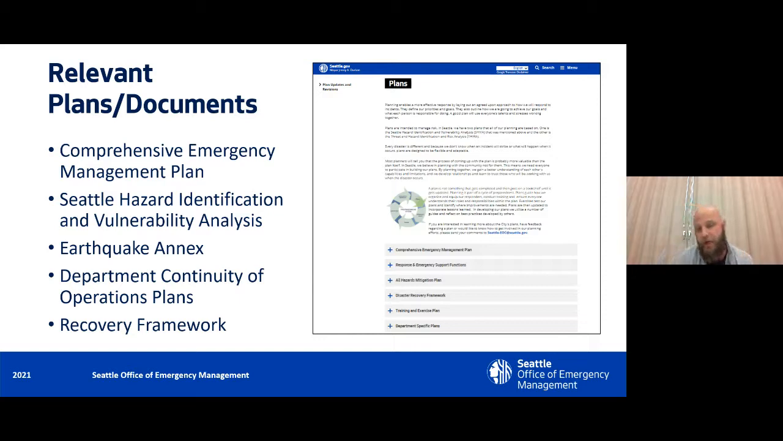The other thing is the Earthquake Annex. The Earthquake Annex is part of the Comprehensive Emergency Management Plan, and it's a more detailed look at earthquakes specifically. We're going to talk about some elements of this. A big part of it is assumptions: what do we expect to happen during an earthquake? And then it outlines the responsibilities of the various departments and the systems we're going to use to coordinate across the city and prioritize.